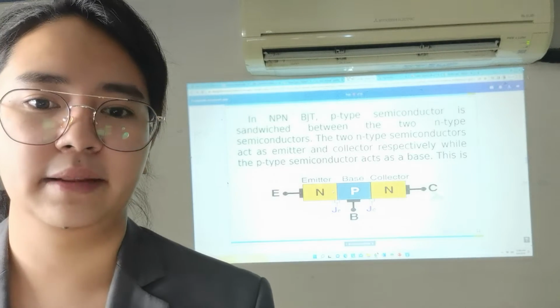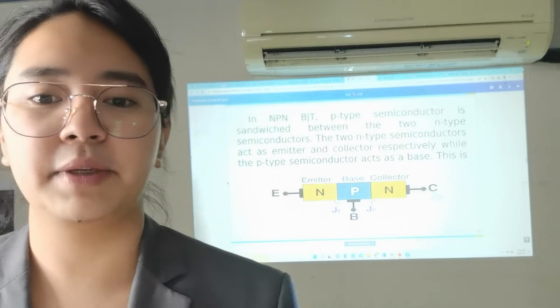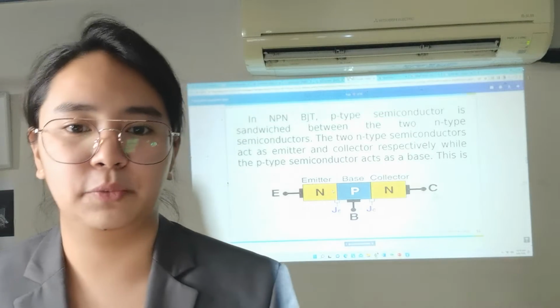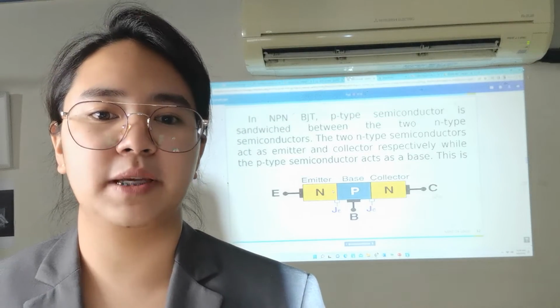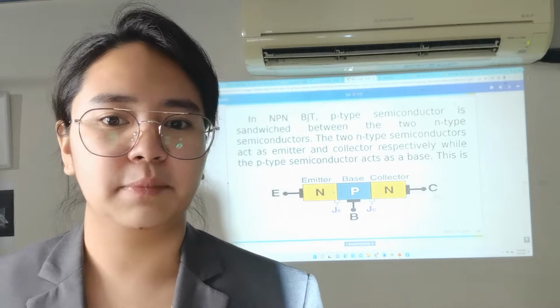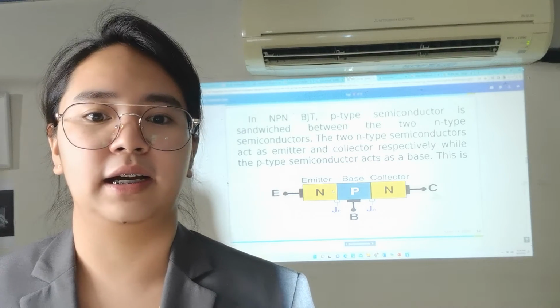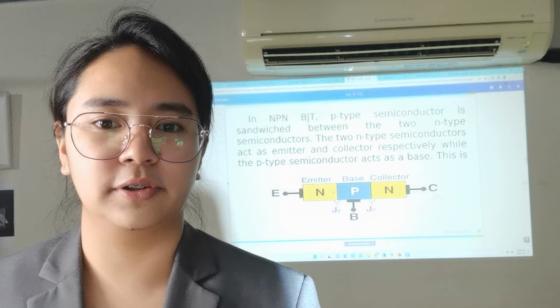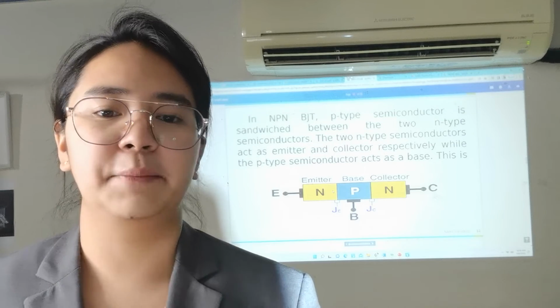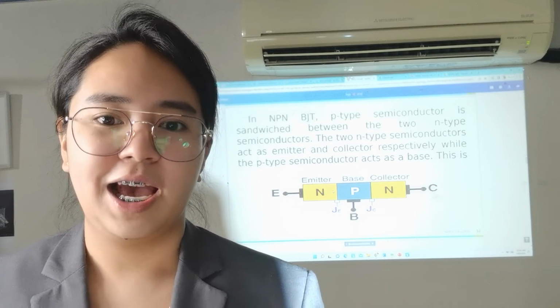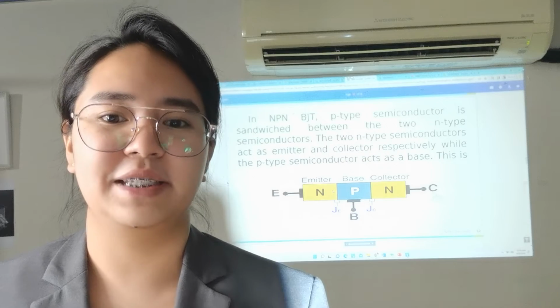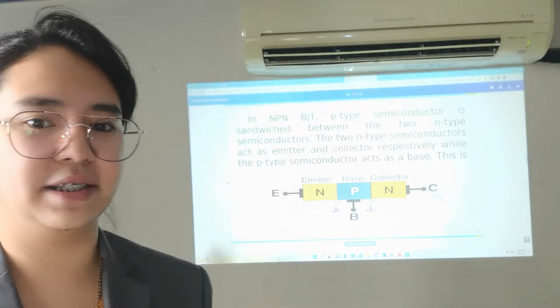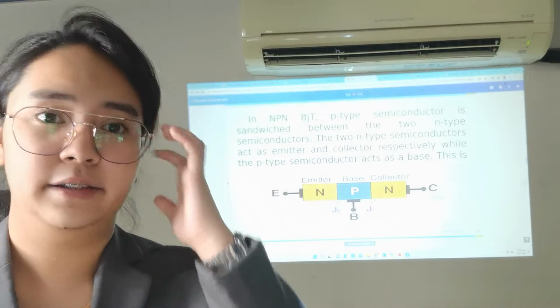In an NPN BJT, the P-type semiconductor is sandwiched between the two N-type semiconductors. The two N-type semiconductors act as emitter and collector respectively, while the P-type semiconductor acts as the base. This is the emitter, base, and collector.